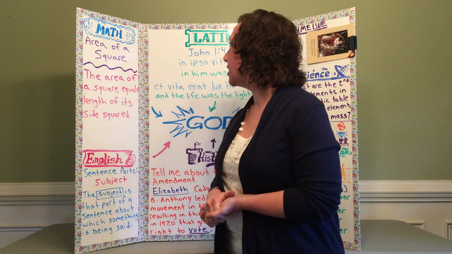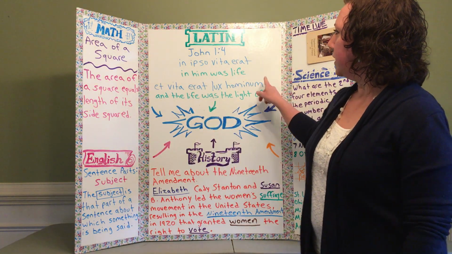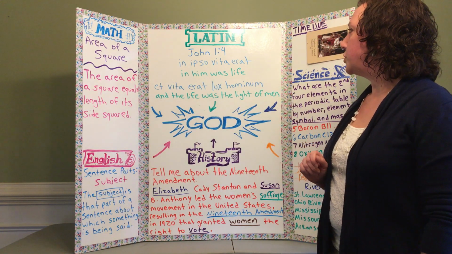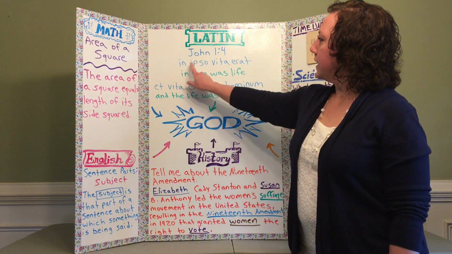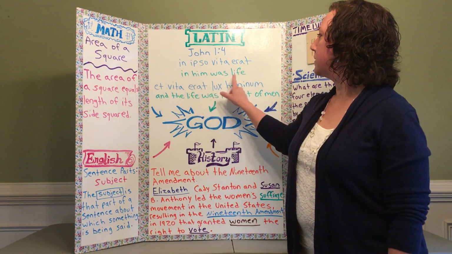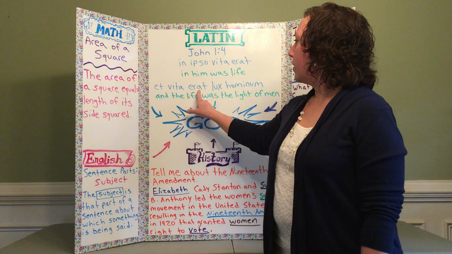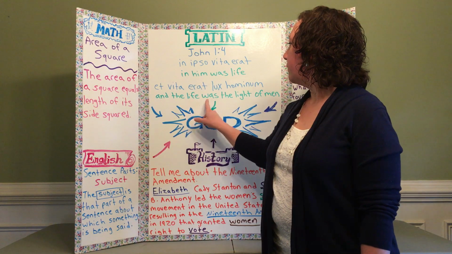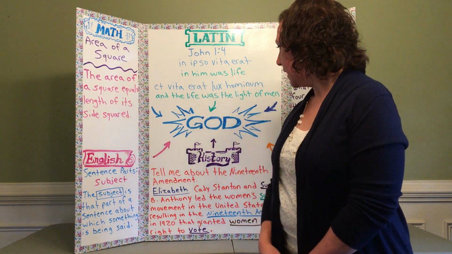So that's English. Latin, we're going to continue our King Things song at home. This week's verse is John 1:4, and it sounds like this in Latin. In ipso vita erat. In him was life. The next part is et vita erat lux hominum. And the life was the light of men. So that's our Latin this week.